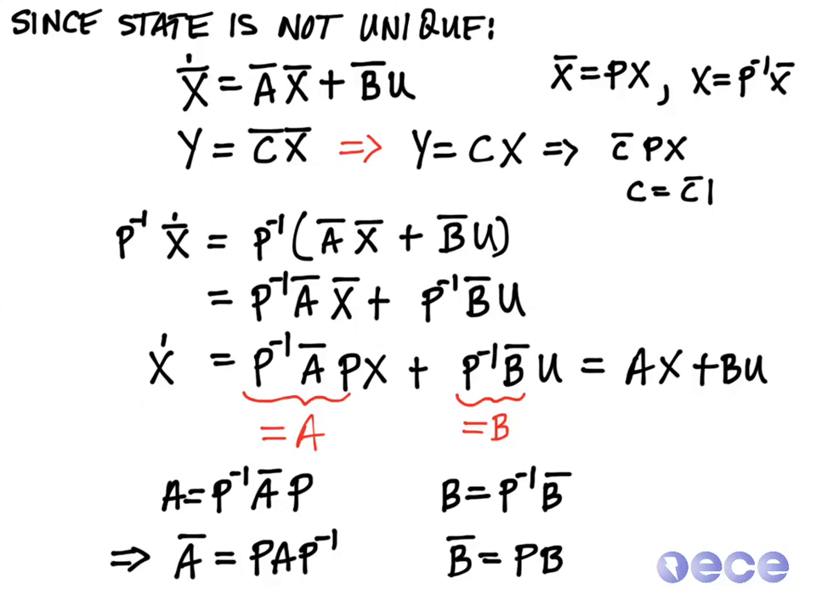So if y is equal to c times x, then we can substitute x bar is equal to p times x times c bar, because we defined that c bar has to exist. So c then is equal to c bar times p, or therefore c times p inverse is equal to c bar. There's just a little bit of matrix math you have to do here by adding the p inverse here and here.